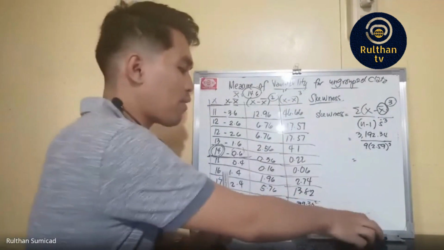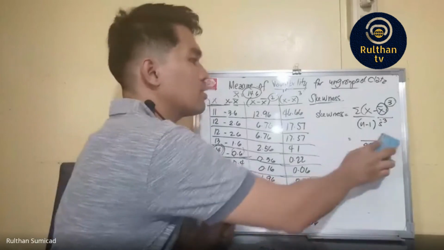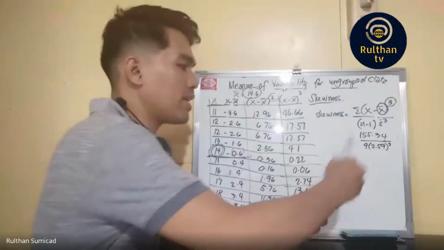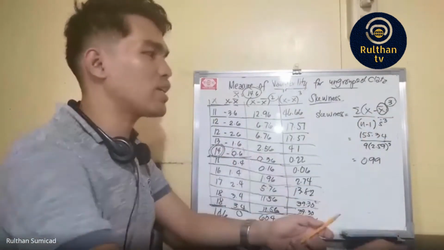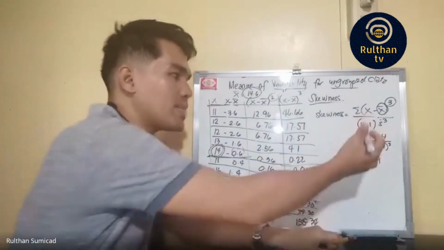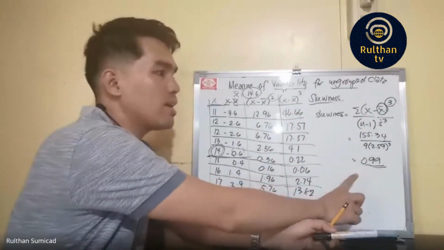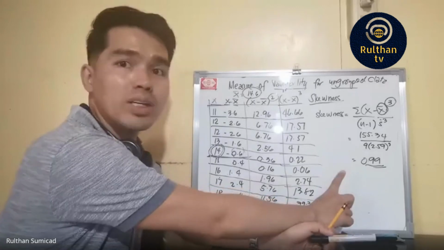The skewness of this data is 0.99. More or less, this value of our skewness pertains to, you notice the value is 0.99, somewhere closer to positive 1.